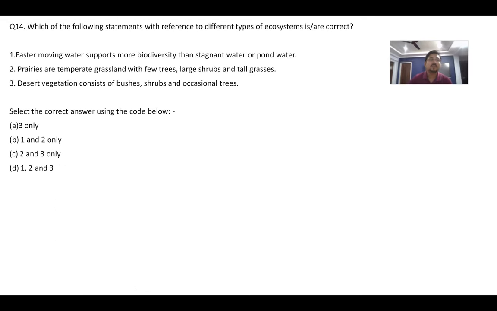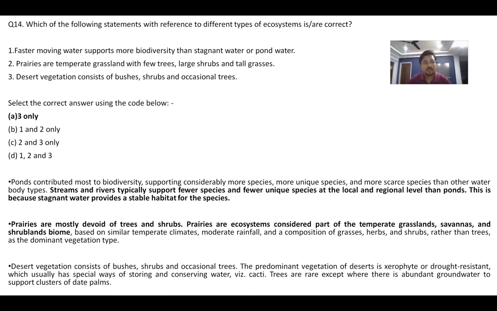So next question, I mean, question number 14. Faster moving water supports more diversity than stagnant water or pond water. Okay, prairies are temperate grasslands with few trees, large shrubs and tall grasses. Okay, so desert vegetation consists of bushes, shrubs and occasional trees. So here we got kuntu hudho to be said. So here only one is true. Okay, so baki duta ki ho karone bhul etu ami sam.